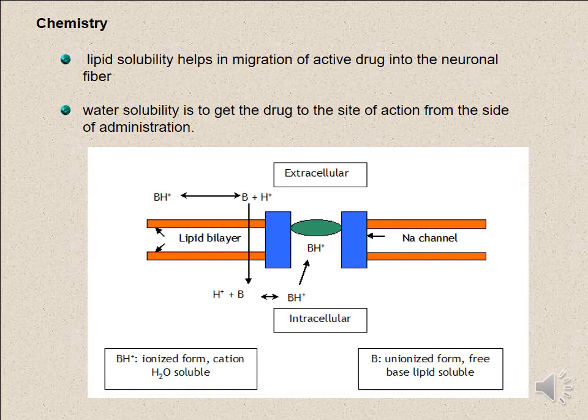Now, we discuss with you the chemistry of local anesthetic drug. We have two ends. The first one called lipid solubility and second one called water solubility. The lipid solubility helps in migration of active drug into neuronal fiber, but the water solubility is to get the drug to the site of action from the site of administration. So traveling of the local anesthetic drug from the site of administration to the nerve end is by water solubility, but its migration from outside of nerve cell to the inside of nerve cell is by lipid solubility.